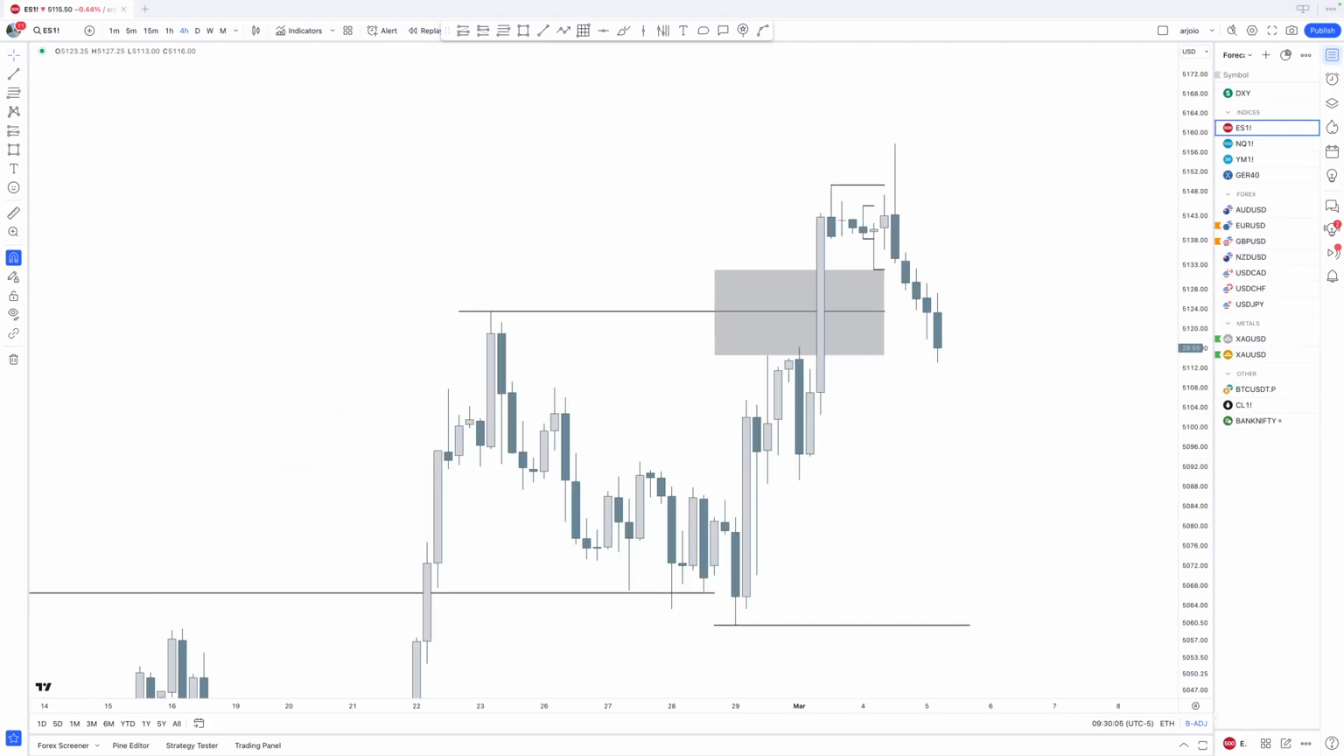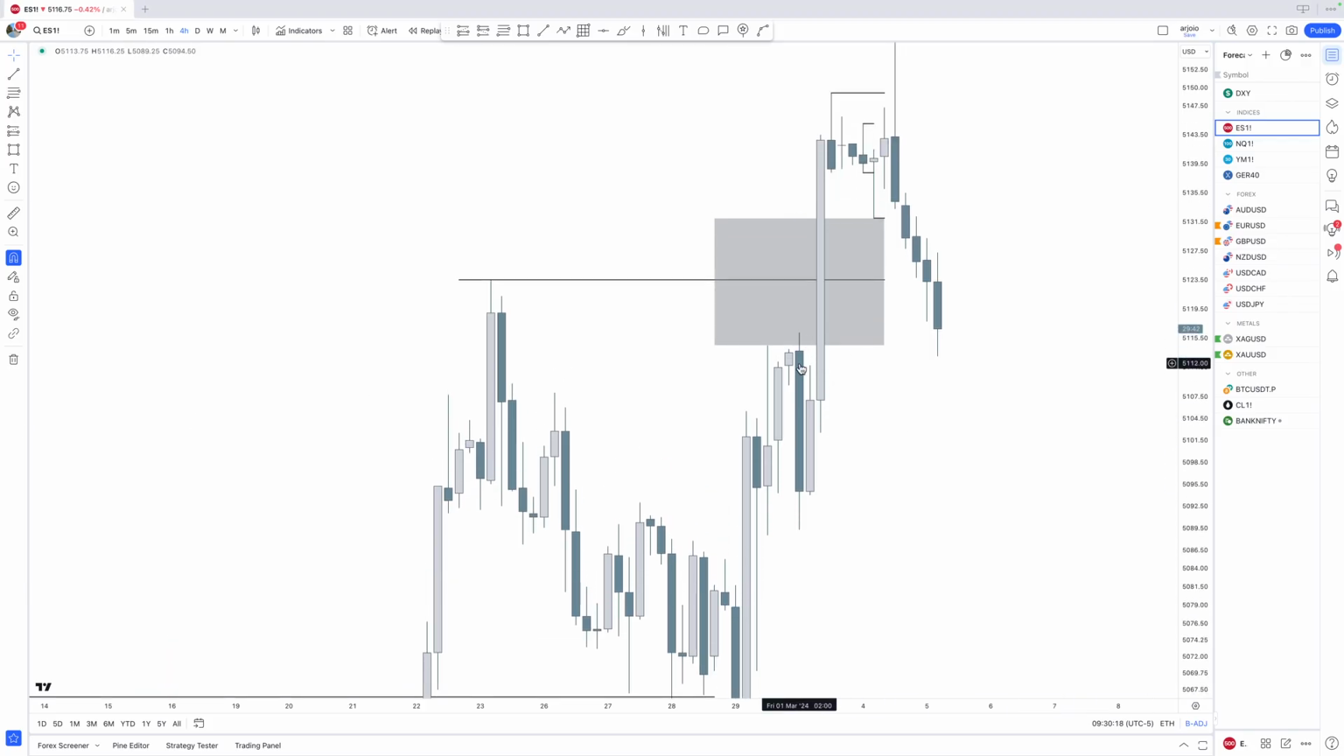This is a great question. When we identify a PD ray in a higher time frame, we must duck into the lower time frame for PD rays overlapping? No. When you already have a PD ray, in this case, we just had a 4-hour fair value gap or 4-hour nested order block right there, which usually tends to happen as well.